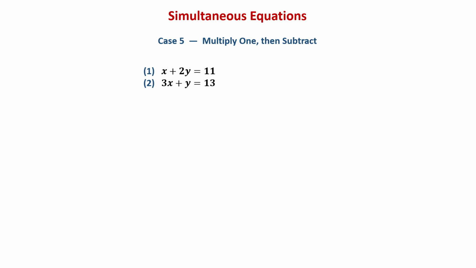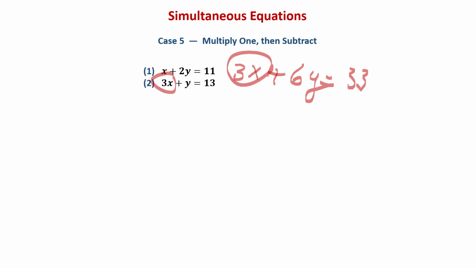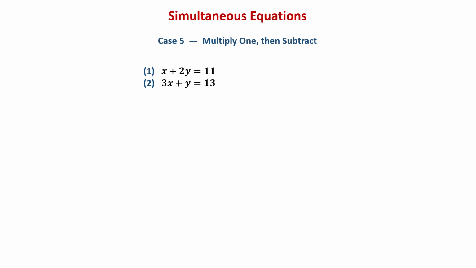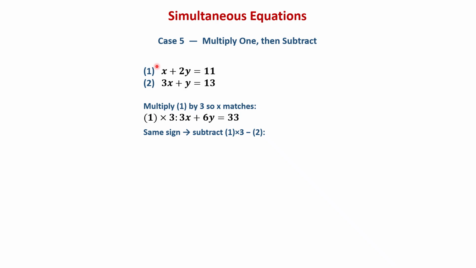For example, if we multiply the first one by 3, we'll have, instead of x, it's going to be 3x plus 3 times 2 is 6y equals 33. Now, the 3x looks like 3x. Then we can add or subtract, just like we did before. So what I will do is I will multiply one of them first. So we multiply the first one by 3. So the first one is going to be 3x plus 6y equals 33. And the second one will be the same.